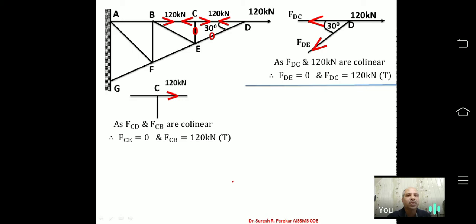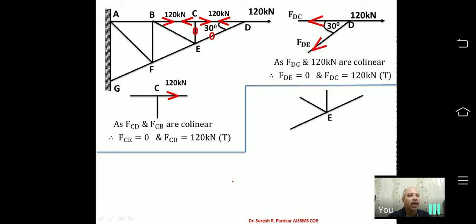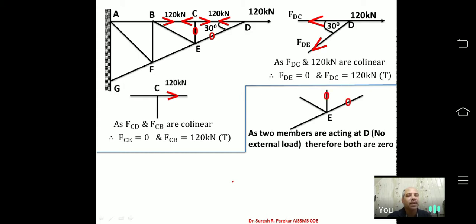After solving these two joints, we will switch over to the third joint, which is joint E, because now at joint E we have two unknowns. But if you see carefully, at joint E we have two zero forces, members EC and ED. So we have only two members over here. And we know the concept: if two members are there, no external load, no reactions, then the forces in both members should be 0. Again we will mark these forces in the main diagram.